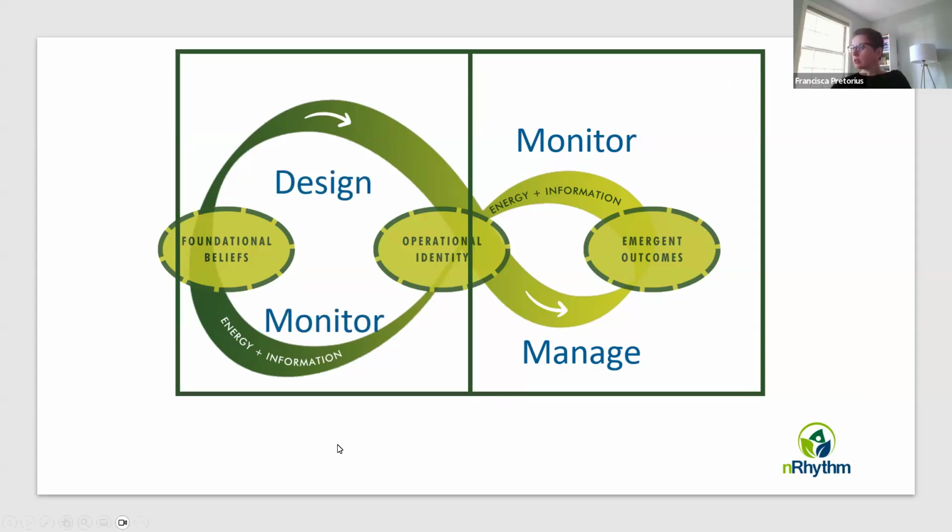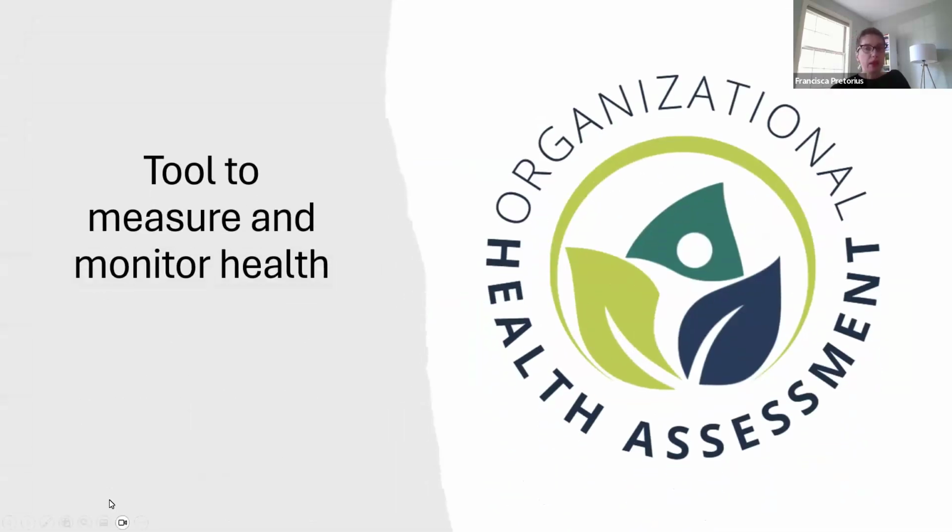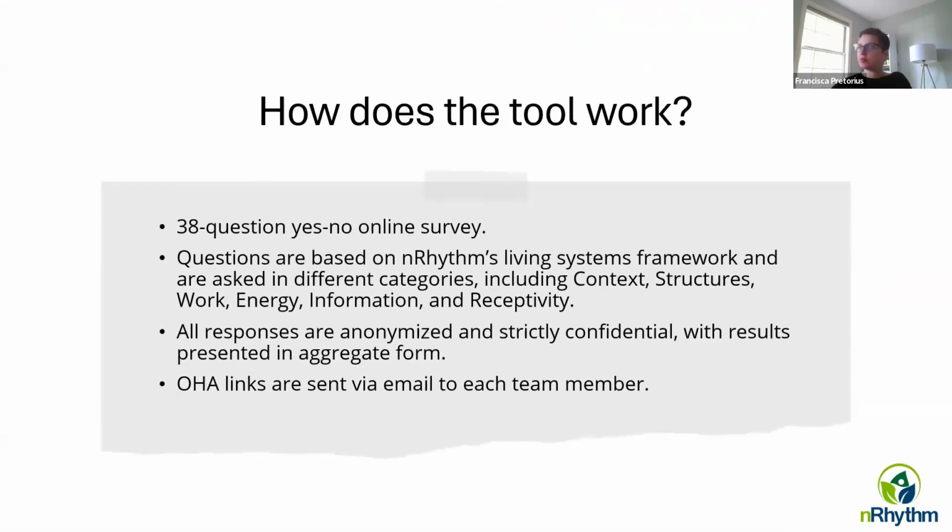the Organizational Health Index is a tool to measure and monitor health. This is one of many tools. We're not saying it's the only tool, but we think it's a very high-level tool to think about health in an organization. So how does it work? It is a 38-question yes/no online survey, and questions are based on nRhythm's Living Systems framework, and they are asked in different categories, and all these categories align with this framework that I just described.